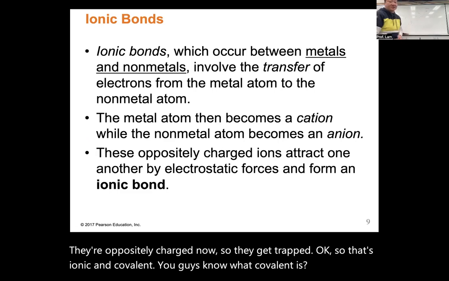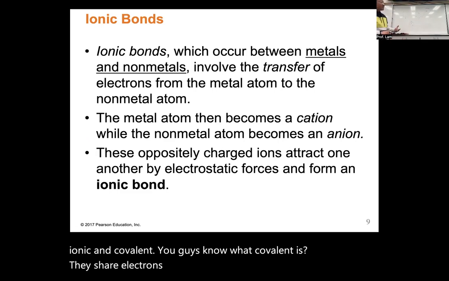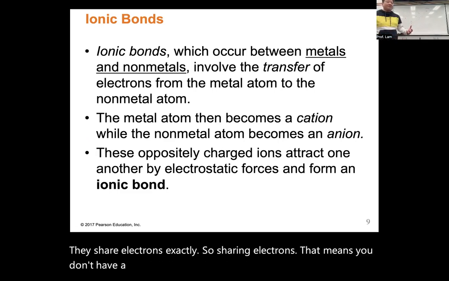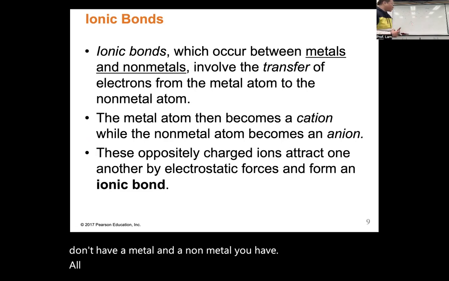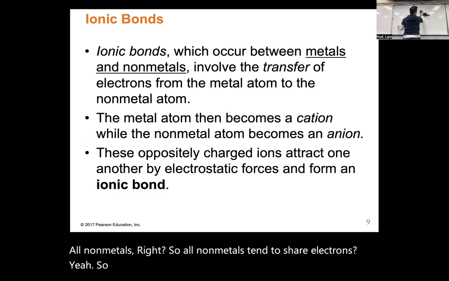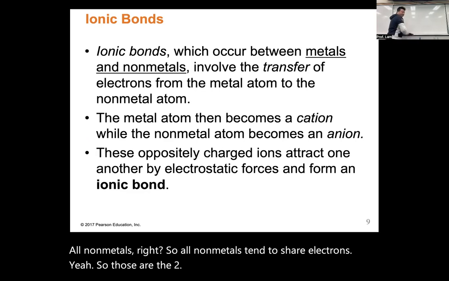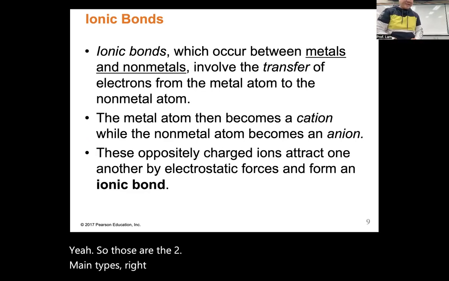And covalent, you guys know what covalent is? They share electrons, exactly. So sharing electrons means you don't have a metal and a non-metal. You have all non-metals, so all non-metals tend to share electrons. So those are the two main types of bonding that we're going to learn right now.